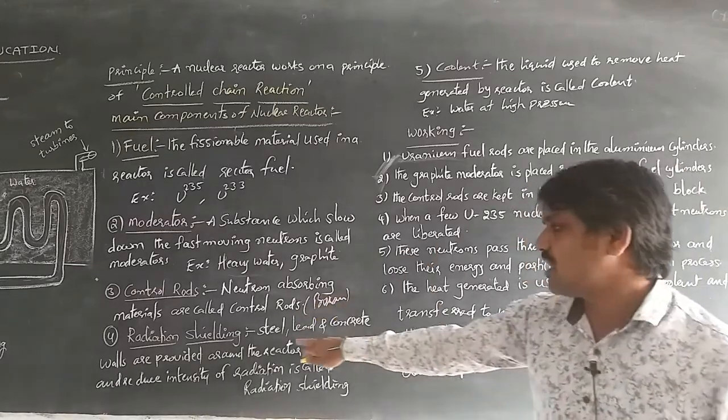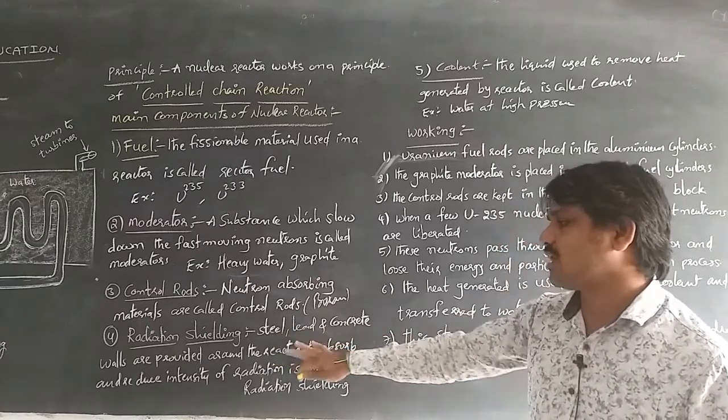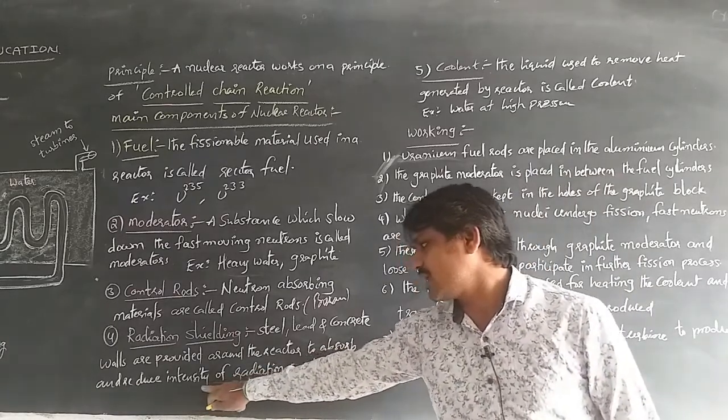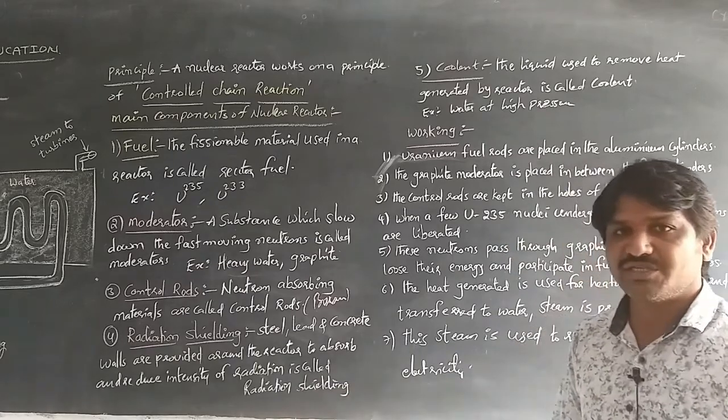The next one is radiation shielding. Steel, lead and concrete walls are provided around the reactor to absorb and reduce the intensity of radiation. This is called radiation shielding.